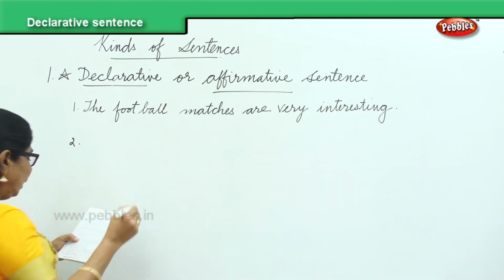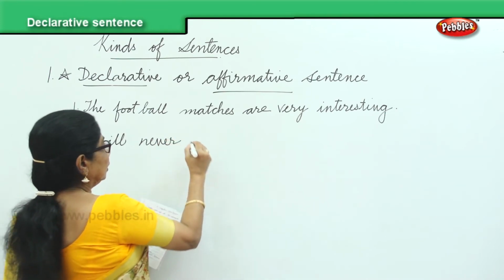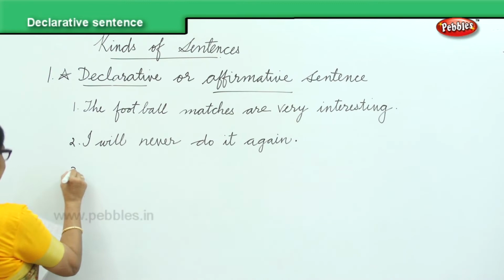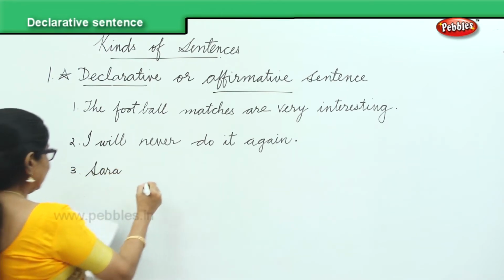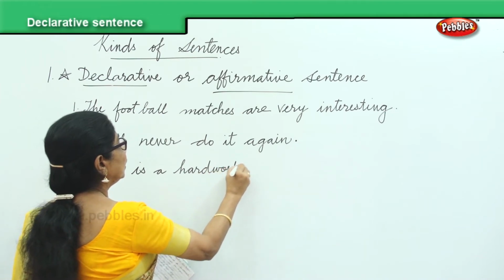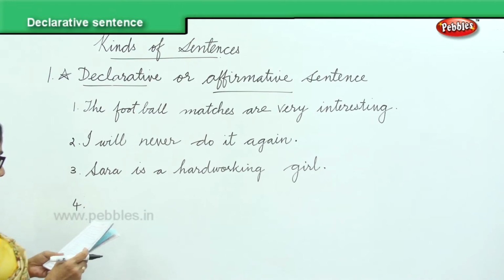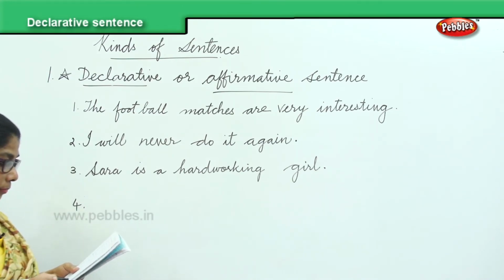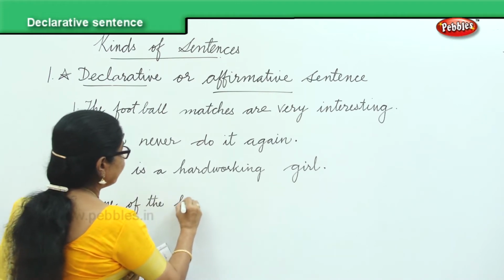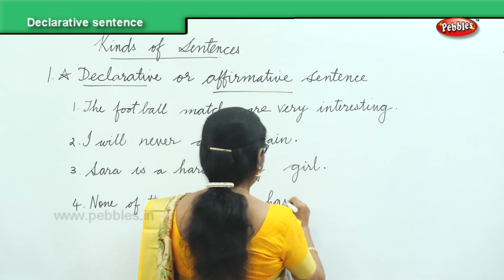Next one, I will never do it again. And the next one is, Sarah is a hard-working girl. And the next one is, none of the bookstores has a dictionary.